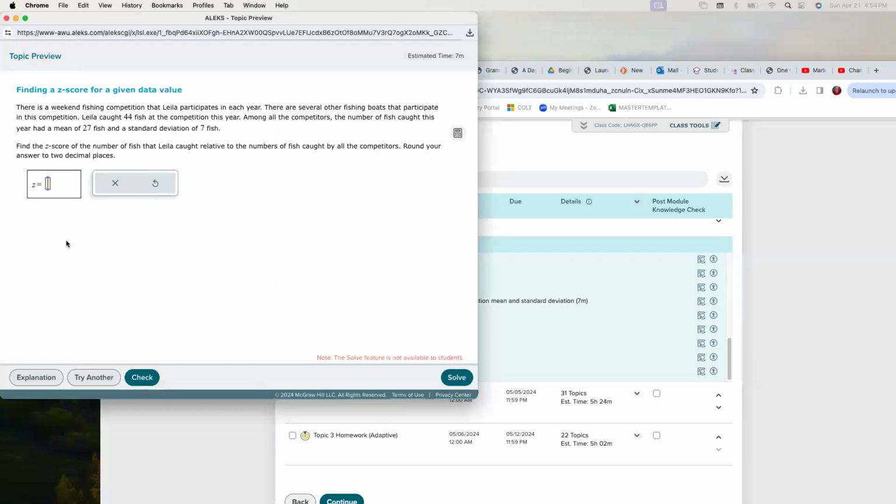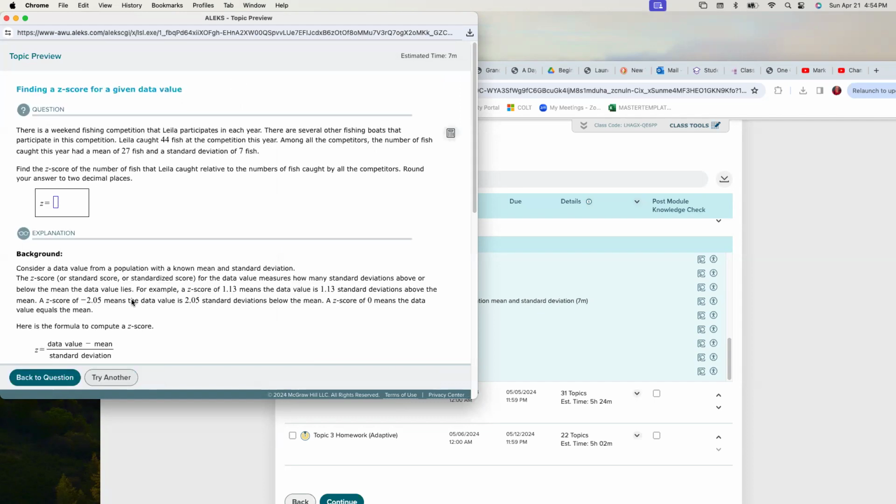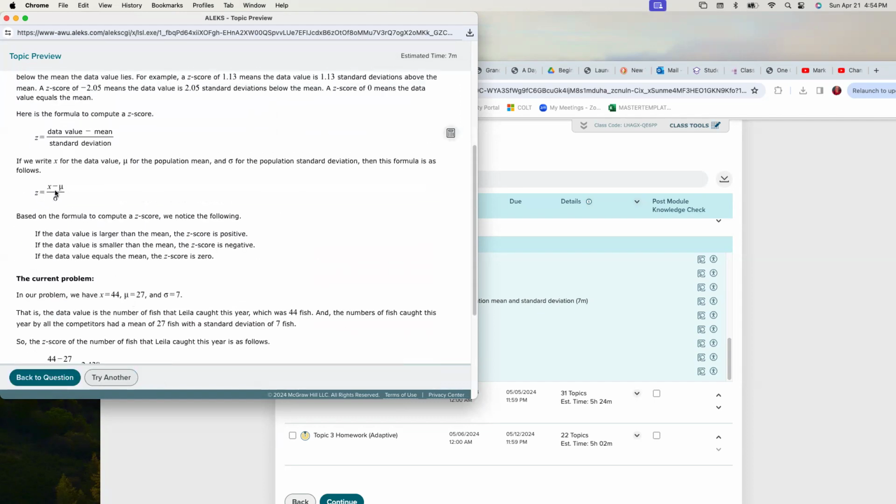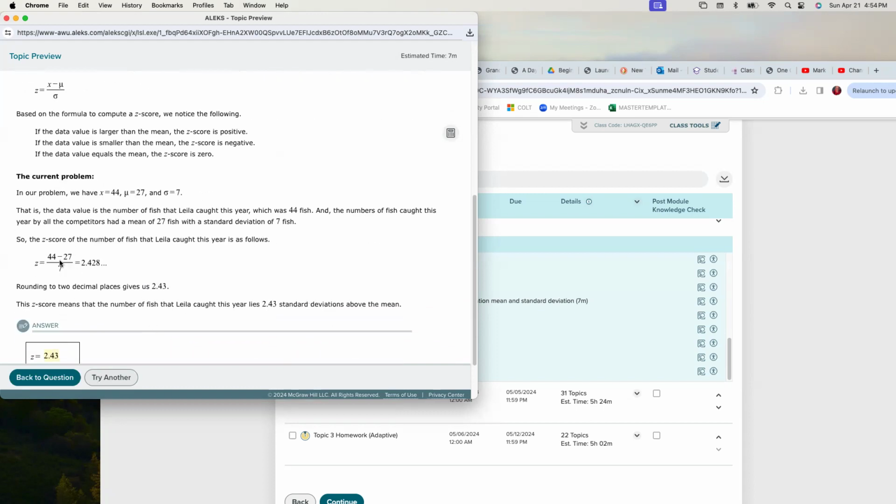Okay, here with the last example of how to compute a z-score. If you look at this one here, we have somebody that, in this case, was catching fish. They caught 44. The average was 27, and the standard deviation was 7. If we look at this explanation, you can see there's a formula here, and all it's asking you to do is take whatever the data value is, subtract the mean, and then divide by the standard deviation. So it's a pretty simple process in terms of finding it.